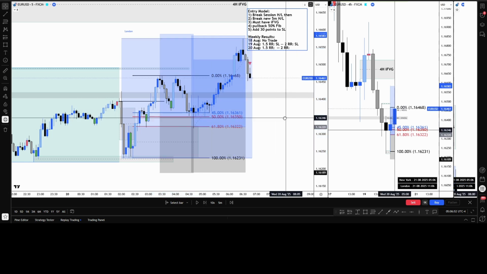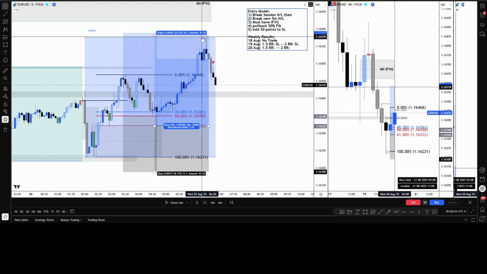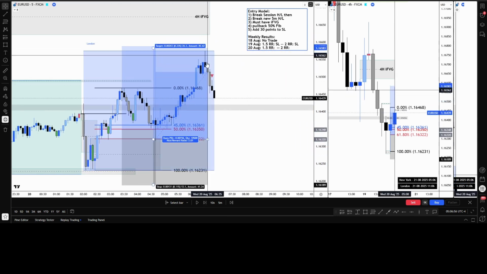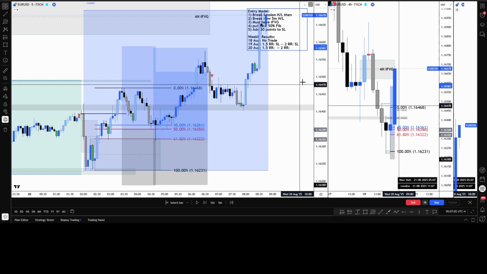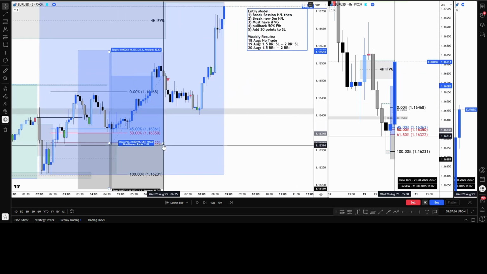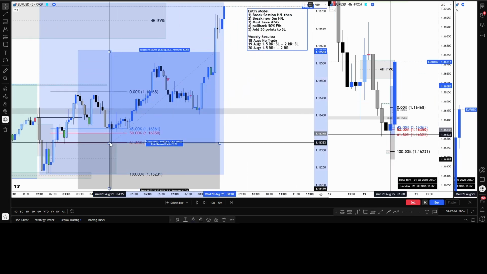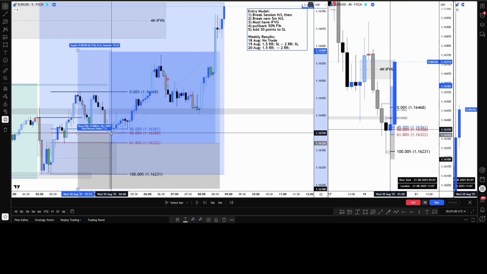As you can see, price basically hit that 2 to 1 risk to reward take profit, but let's just give it some time. And it hits our take profit on our prop firm account as well. Well done.